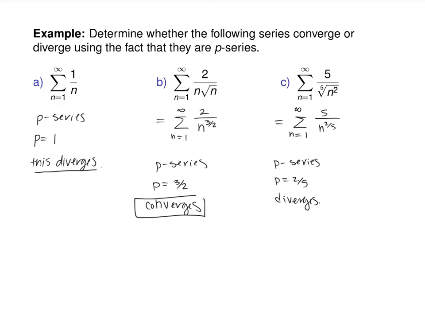So is that all right? Okay, that should be really easy, right? Just figure out what the p is, how does it relate to 1, make an easy conclusion. If you forget that, you could do the integral test. It would be really easy.